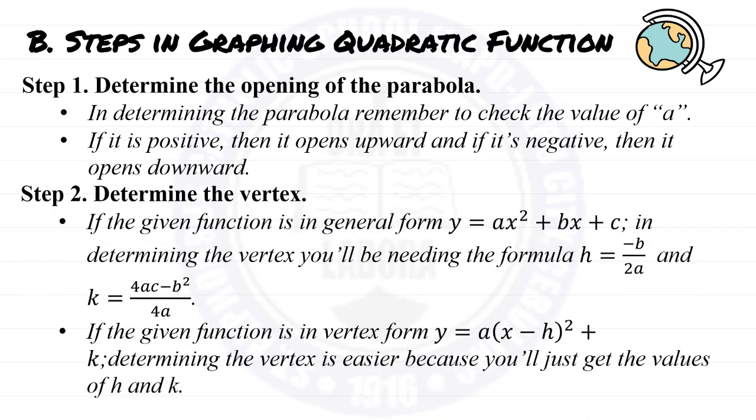Second step, determine the vertex. If the given function is in general form y equals ax squared plus bx plus c, in determining the vertex, you'll be needing the formula h equals negative b over 2a and k equals 4ac minus b squared all over 4a. If the given function is in vertex form y equals a(x minus h) squared plus k, determining the vertex is easier because you'll just get the values of h and k.